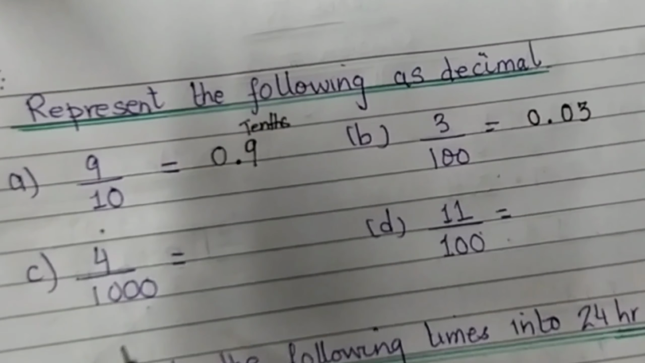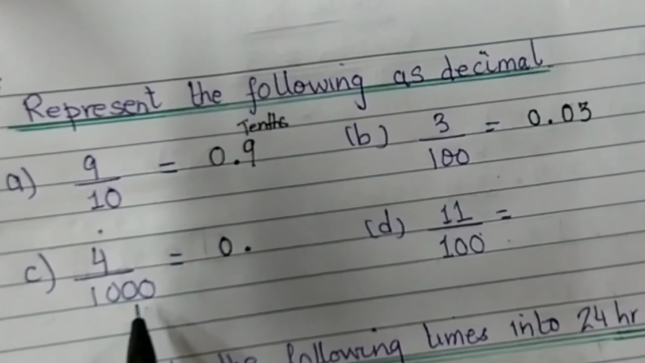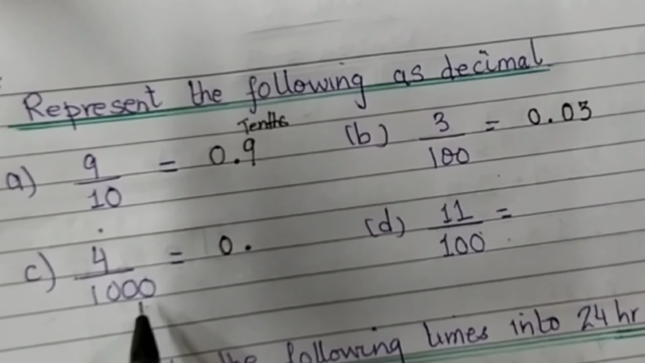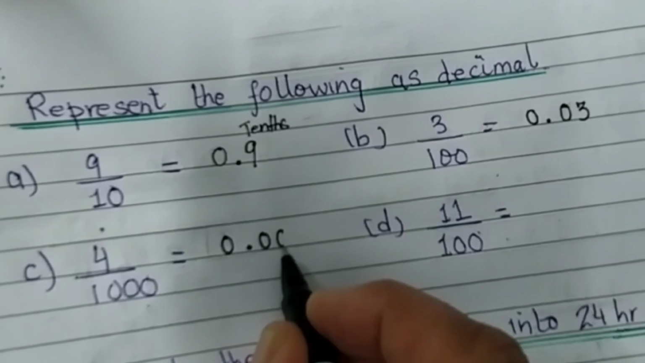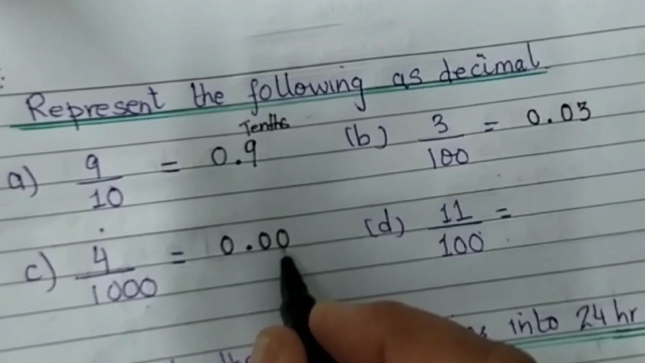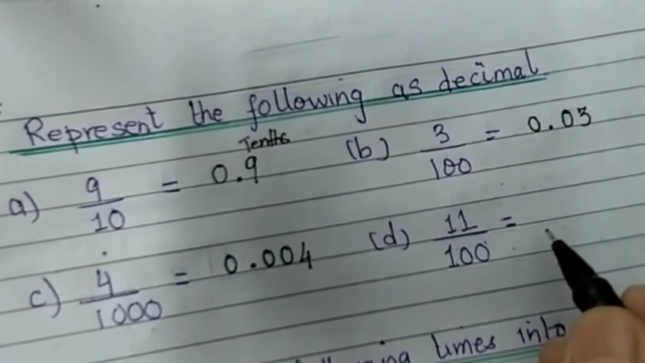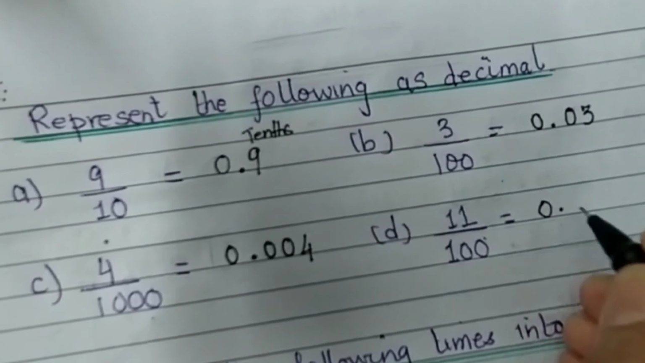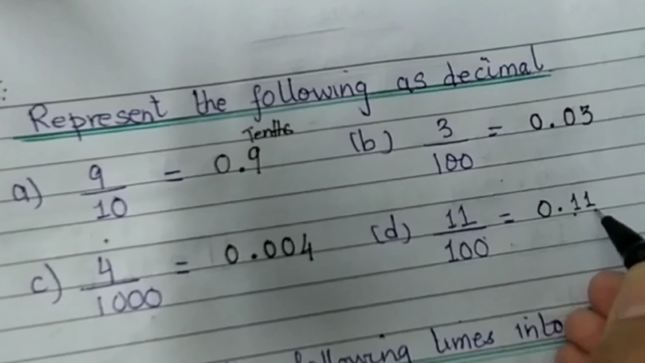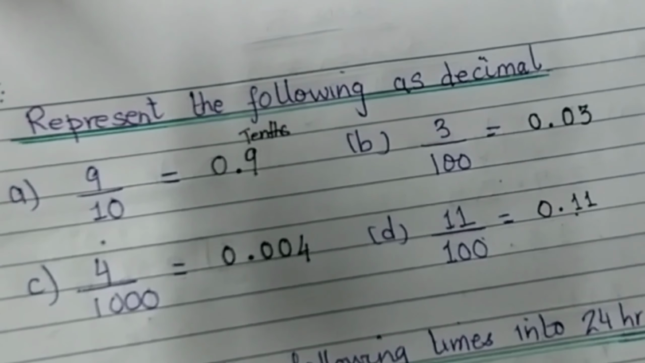Moving on to this question. We don't have any whole number again, so we just write a 0 here. Point. Where is the 4 standing? It's standing on thousandth. The thousandth means the third place of your decimal point. So if there is no number here, we just put a 0. 10th and 100th do not have any figures, just zeros here and 4 here. Moving on to the next part, we do not have a whole number, so we are just going to write 0.11. 10th and 100th. So 11 is standing on the 100th place. Alright, let's move on to the next question.